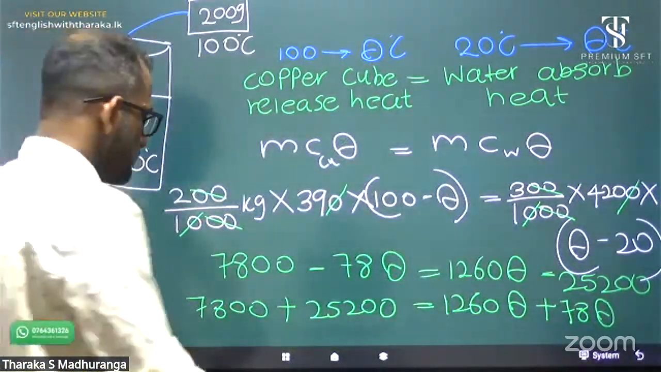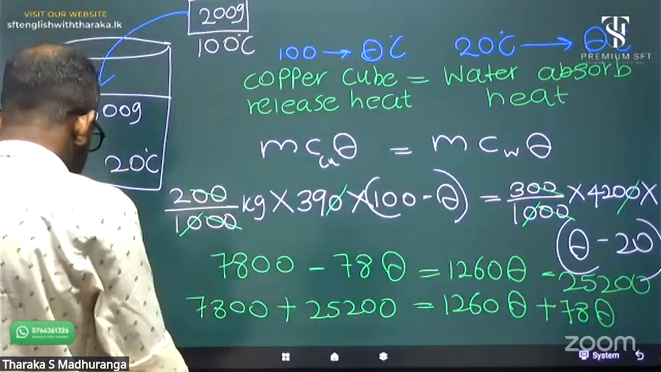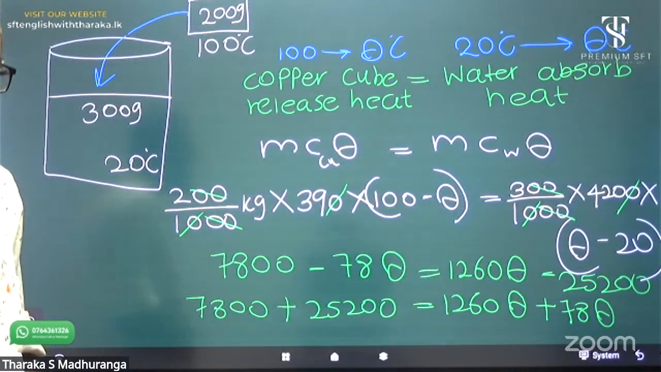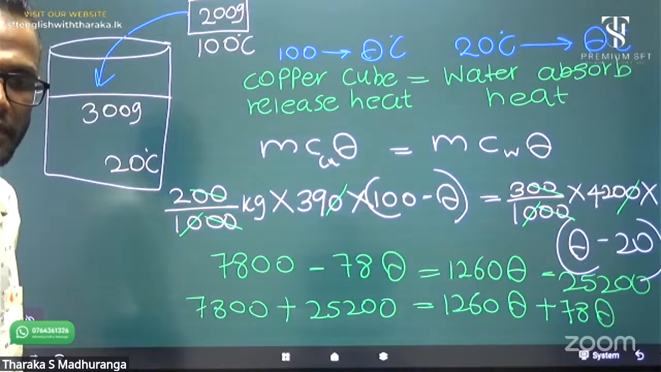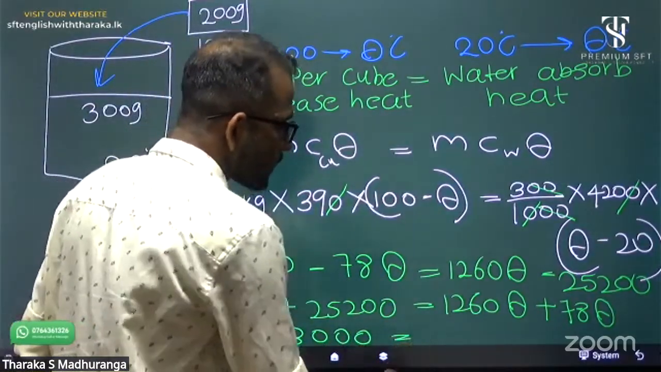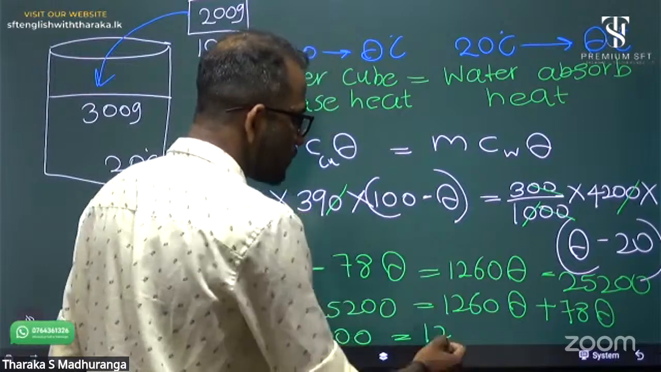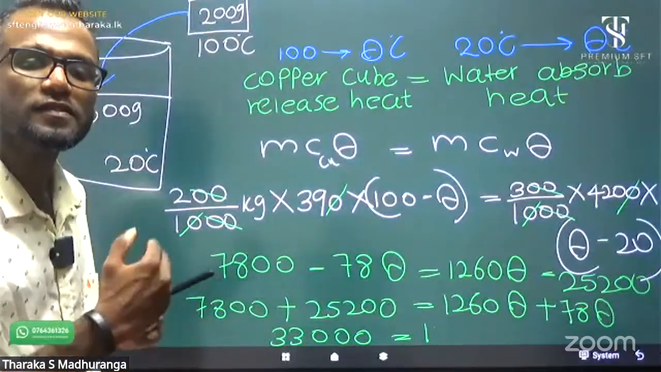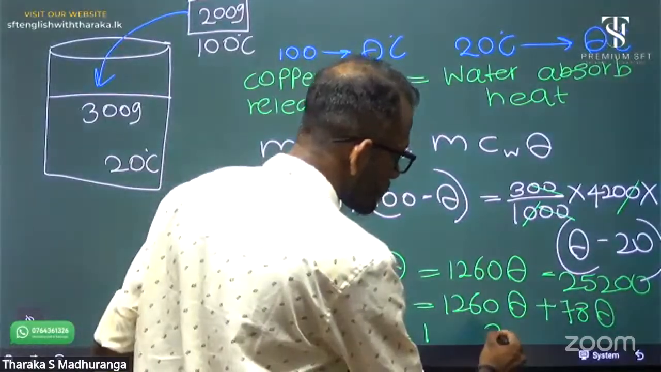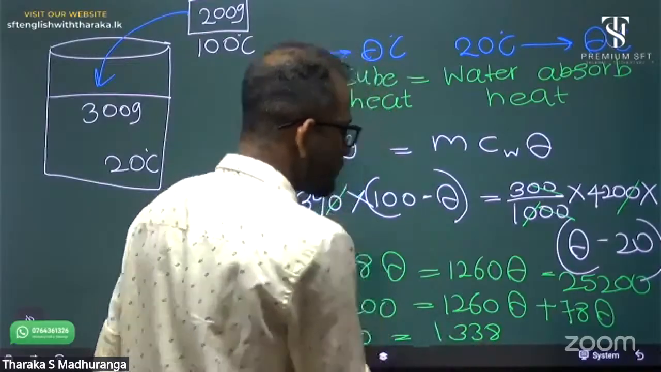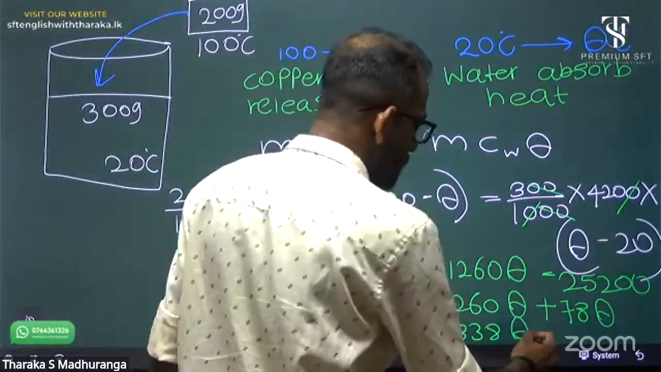Now get the sum of these two values. 7,800 plus 25,200 is 33,000. Yes, 800 plus 200, 33,000. 33,000 equals 1,260 plus 78, which is 1,338 theta.